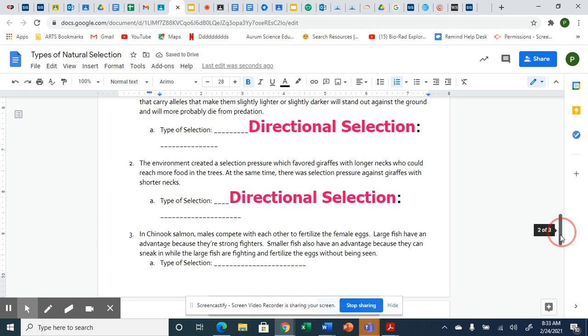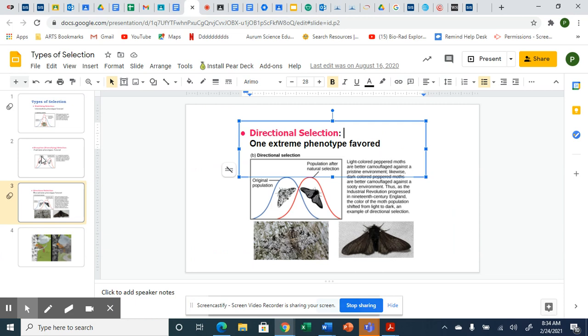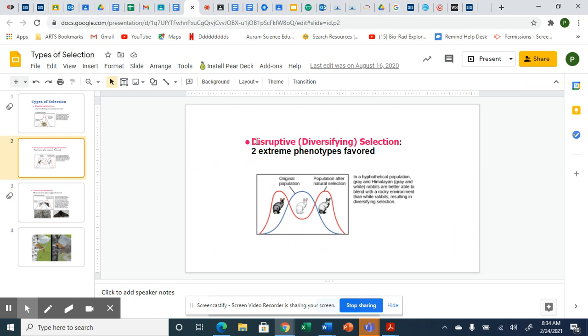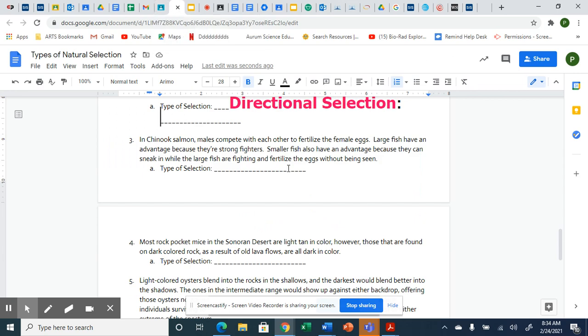All right. So in Chinook salmon, males compete with each other to fertilize the female eggs. Large fish have an advantage because they're strong fighters. Small fish also have an advantage because they can sneak in while the large fish are fighting. Well, I think that's our bunnies. Couple of choices there, which is diversifying. So our bunnies go here.